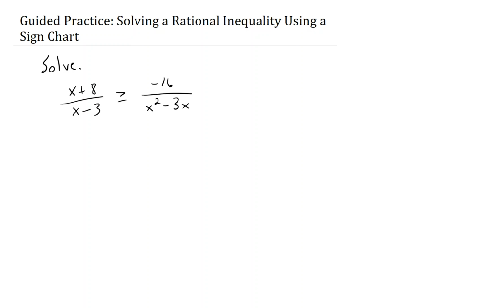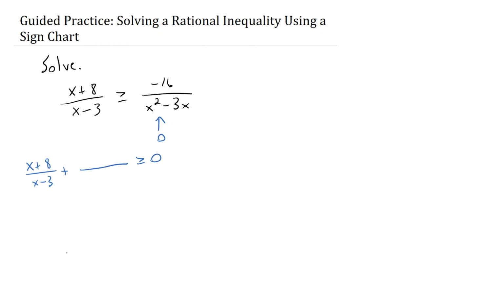So the first thing we want to do is we need 0 over here. So what you should do is add this fraction to both sides. So in your next step, you're going to have (x + 8)/(x - 3) plus, not negative, but the positive version of this fraction, is greater than or equal to 0.